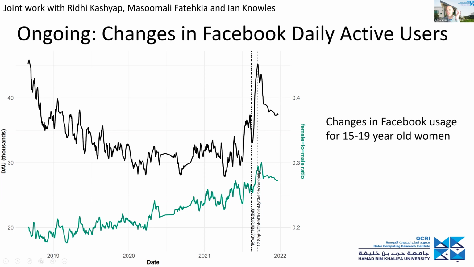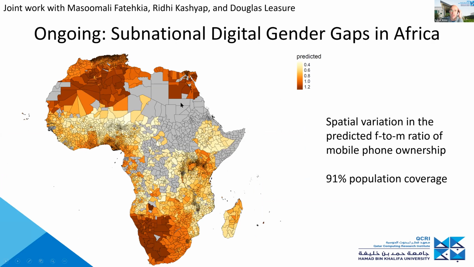This was on the temporal dimension. Also, maybe very quickly, on the spatial dimension. We're doing this now subnationally for Africa, right? To show you the maps. Let's skip the details.